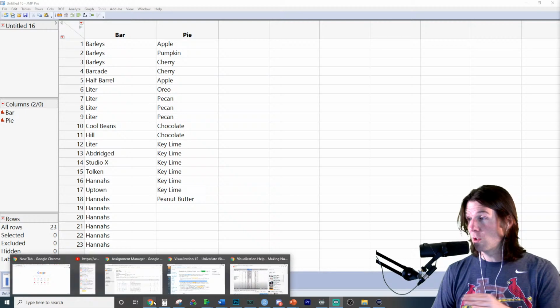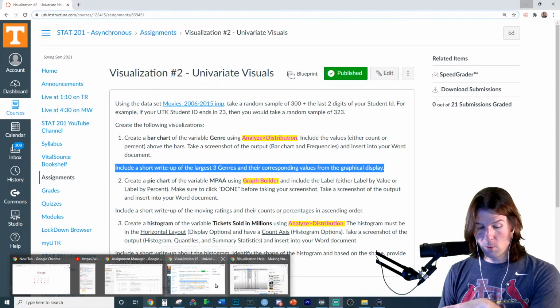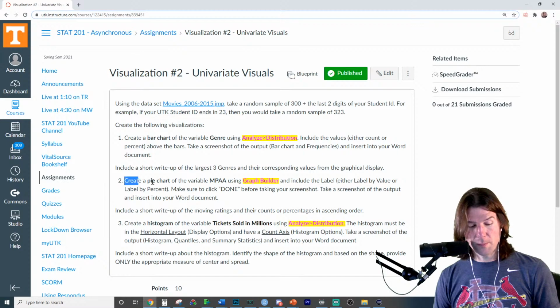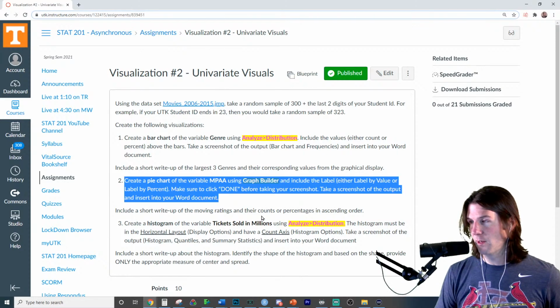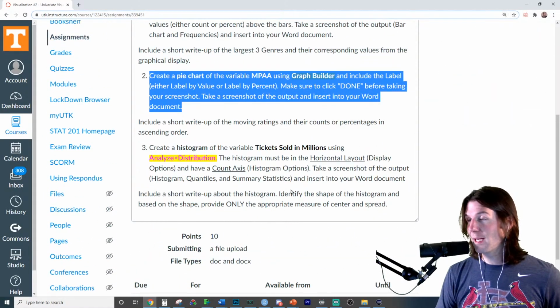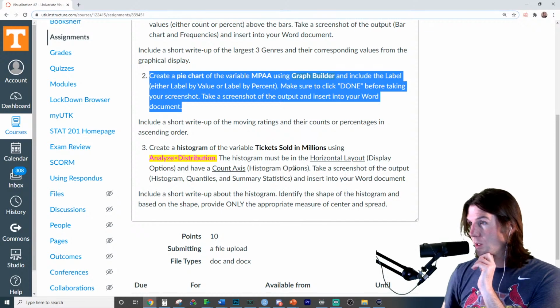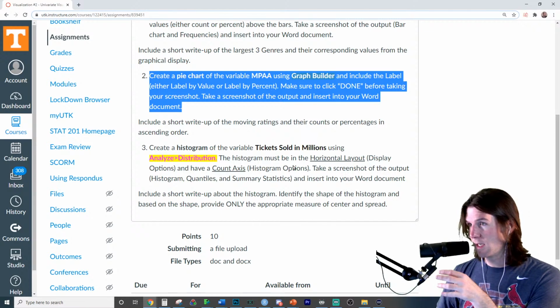You ready? Okay, so you have your random sample, and it wants you to create a pie chart using Graph Builder. So we're going to make a pie chart from Graph Builder, include the label, either label by value or label by percent. Make sure to click done before taking your screenshot. Take a screenshot of the output and insert it into your Word document. Include a short write-up of the movie ratings and their counts or percentages in ascending order.